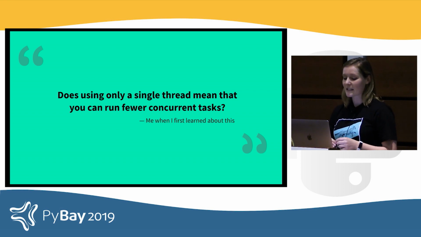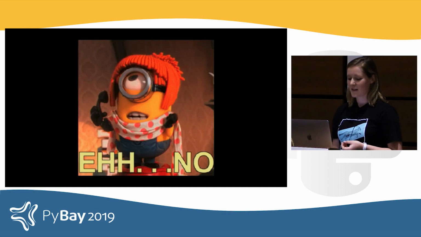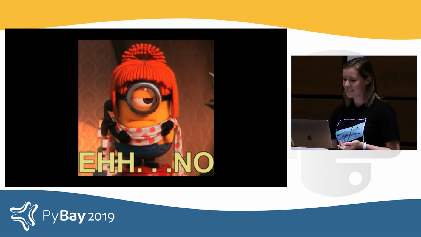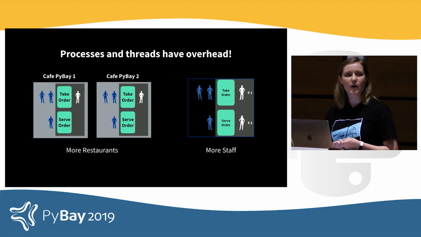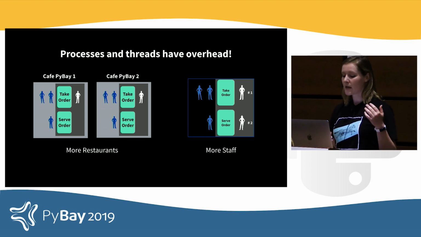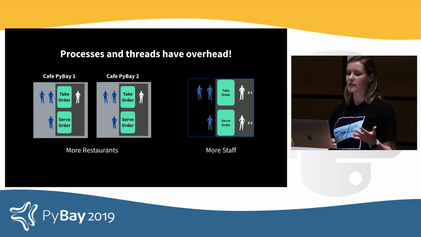Single-threaded seems like it's limiting resources, and thus you shouldn't be able to run that many tasks. But is that the case? Surprisingly, no. And that's because OS-level processes and OS-level threads have overhead. Running multiple processes is like running multiple restaurants. There's more overhead in terms of space, staff, and resources. And running multiple threads is like having more staff behind the counter.